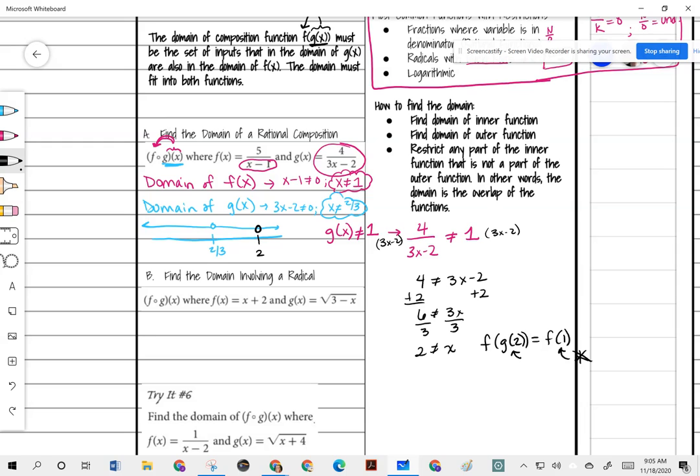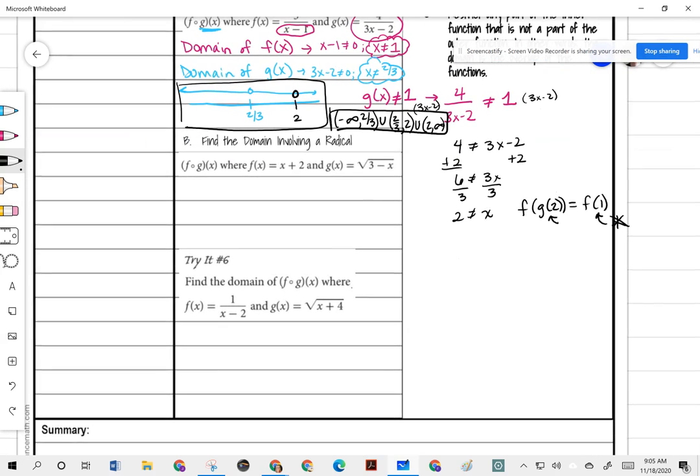So if we go back and take a look at this number line, this graphical chart, let's go ahead and put that into interval notation. So we would have negative infinity to 2/3, not including 2/3, union 2/3 to 2, not including 2, and then 2 to infinity. And so this would be the domain of that composition.